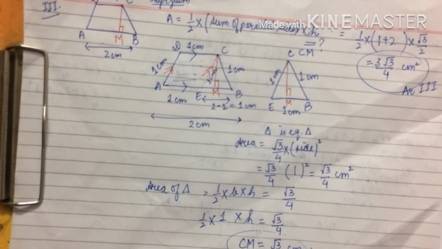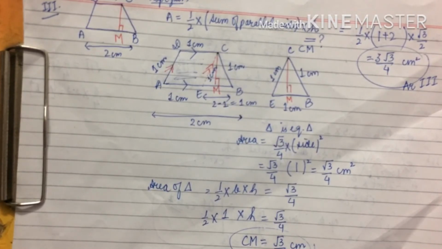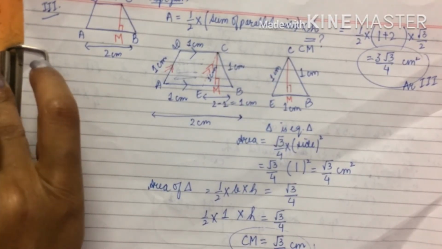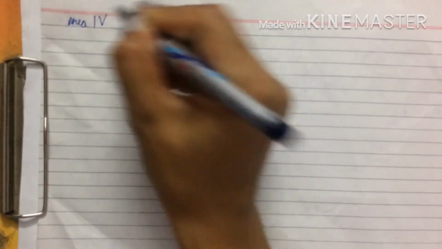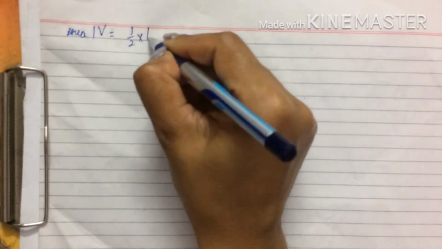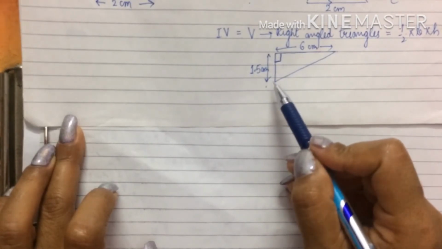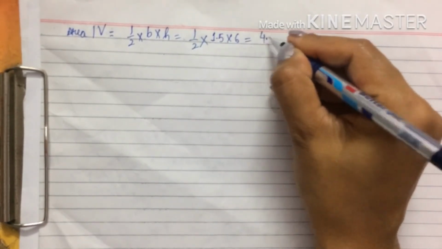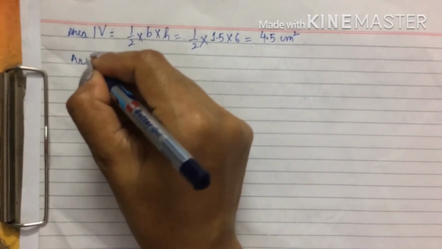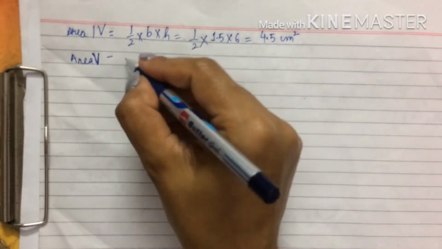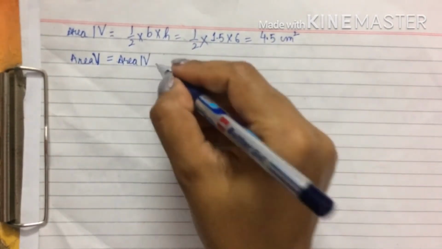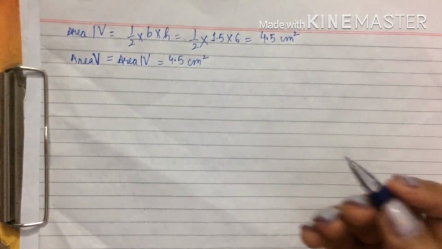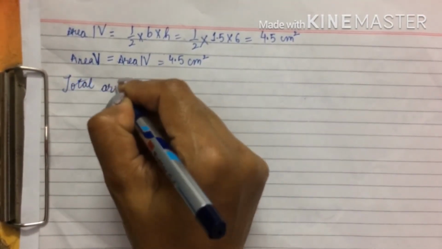Now let's find out the area for triangle number 4 and triangle number 5, which are right angle triangles, and their areas can be calculated easily using half base into height. So area 4 is equal to half into base into height. Half, the base of the triangle is 1.5 and the height is 6. So this comes out to be 4.5 centimeters square. Similarly, the area of triangle number 5, or part 5, equals the area number 4, which has been obtained as 4.5 centimeters square.